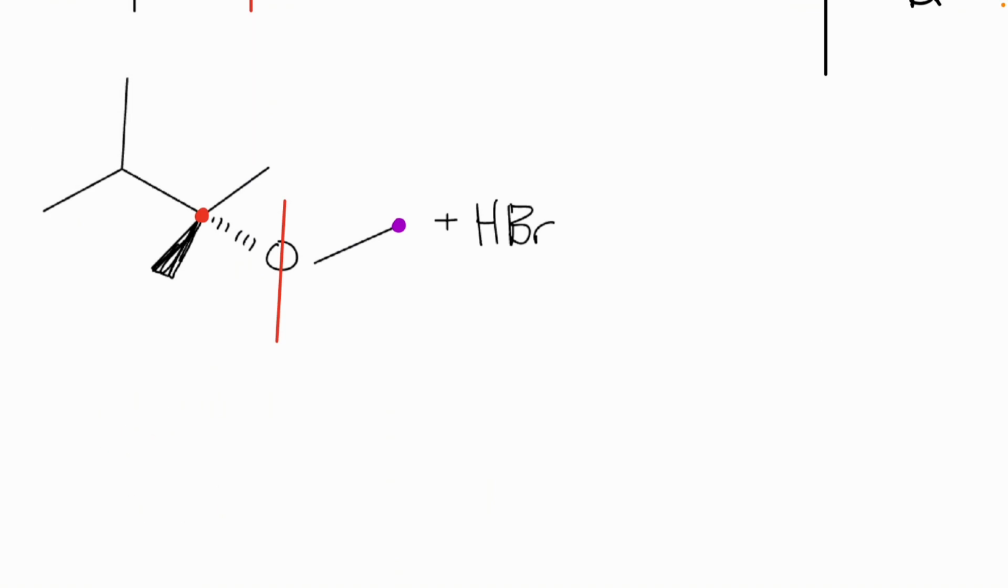All right, so looking at this carbon here, this would be 1, this would be 2, and this would be 3 carbon neighbors. So this would be a tertiary carbon here. And what's the purple? So this would be a methyl.